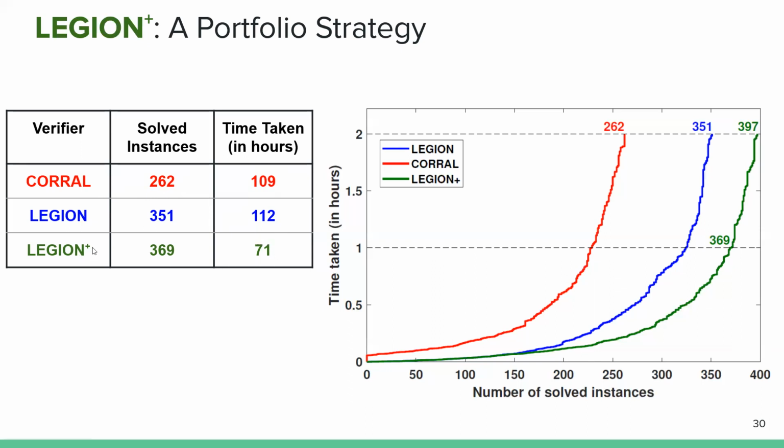Note that Legion Plus employs twice as many resources as either Coral or Legion, since it is running two verifiers in parallel. Hence, to make the comparison fair, we allocate half the time budget of the sequential verifiers to Legion Plus. So to verify each benchmark, Coral and Legion get 2 hours, whereas Legion Plus gets only 1 hour. However, if we allocated the same time budget of 2 hours to Legion Plus as well, it would have gone on to solve 397 benchmarks.